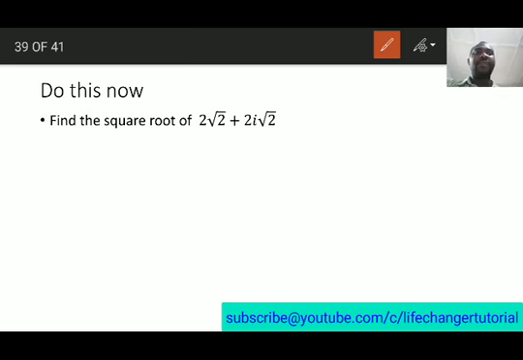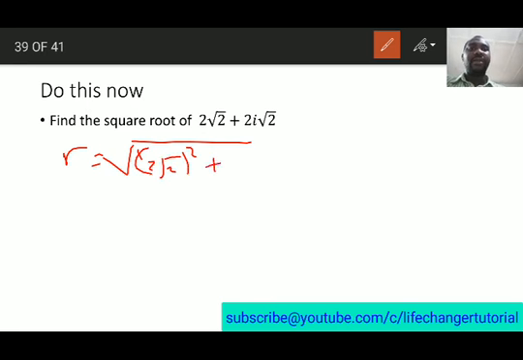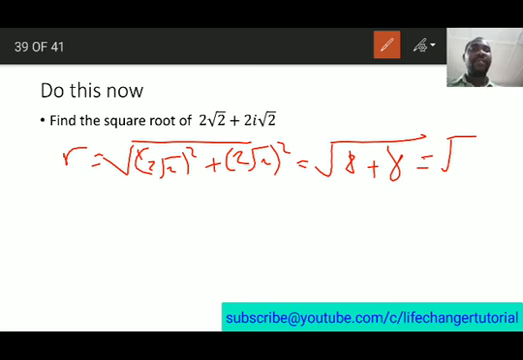Here we are asked to find the square root of 2 root 2 plus 2i root 2. Of course, first of all, we have to find the modulus or absolute value, which is the square root of (2 root 2) squared plus (2 root 2) squared. So (2 root 2) squared is 4 times 2, which is 8, plus (2 root 2) squared is 8. That will give us square root of 16, and square root of 16 is equal to 4. So that means r is equal to 4.